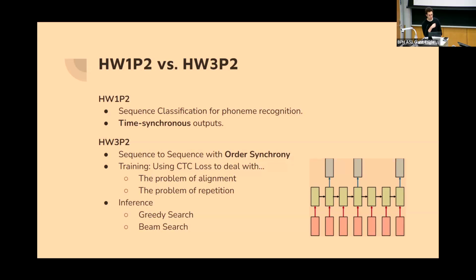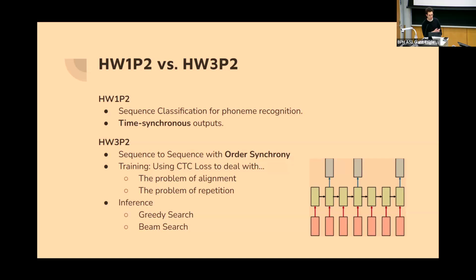In homework 3 part 2, it's a little bit different. We're doing a sequence to sequence problem, and although there isn't time synchrony, there is order synchrony between outputs and inputs. The punchline here is that we discussed in class how there are a couple of problems we're dealing with when we only have order synchrony, but not time synchrony. Namely, the problem of non-aligned inputs and outputs, and also the problem of being able to represent repetitions in our predictions.